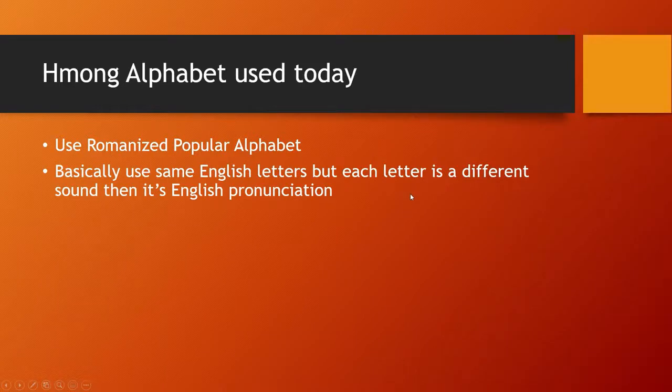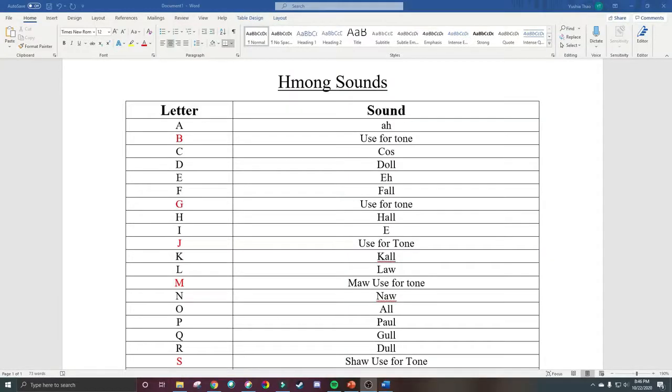So, what kind of Hmong alphabet do we use today? Well, we use the Romanized Popular Alphabet. Basically, A, B, C, D, E, F, G, all the way to Z. But each letter sounds different from its English pronunciation. And I'll give you some good examples in this video. So now that you know some brief history of the Hmong alphabet, let's get started on how to pronounce some of these letters.